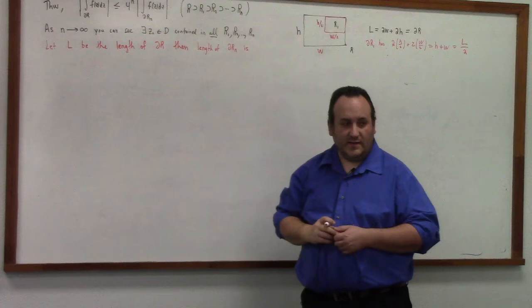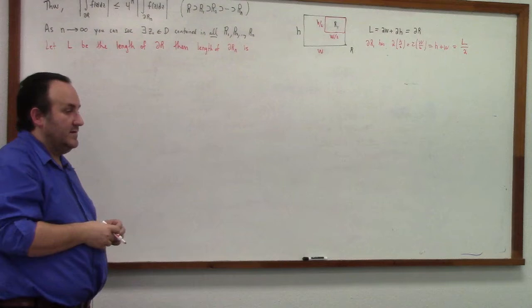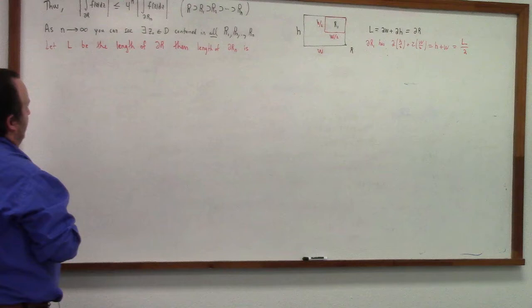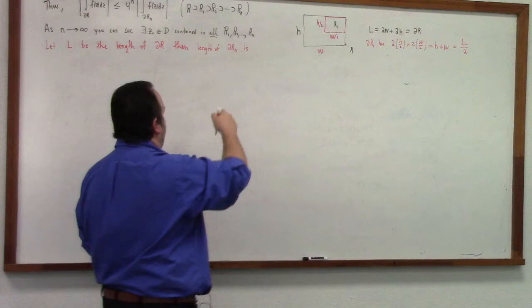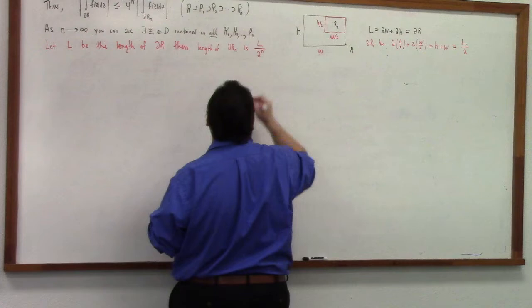So R1 has half the length of the perimeter of the original one, right? It's kind of a funny thing. Quartering the rectangle only halves the perimeter. And so the length of the boundary of Rn is just l over 2 to the n. All right? Is that clear? I hope that's clear.